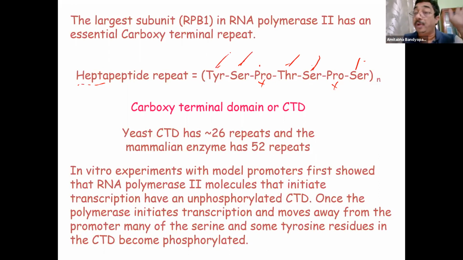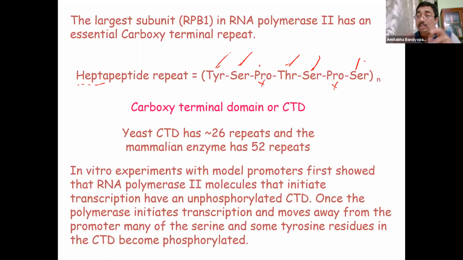All of these can be phosphorylated. Phosphorylation means you will be imparting negative charge to the polymerase, and that will potentially weaken its interaction with the DNA, because DNA is also negatively charged. That's number one. Number two, as you are changing the charge property of RNA polymerase II, it may acquire the property of interacting with some other protein.